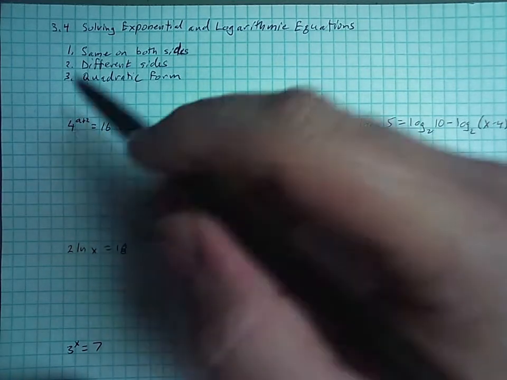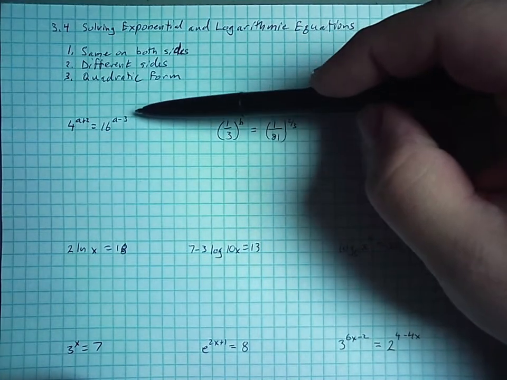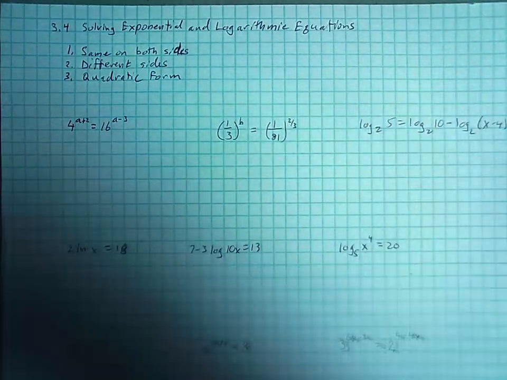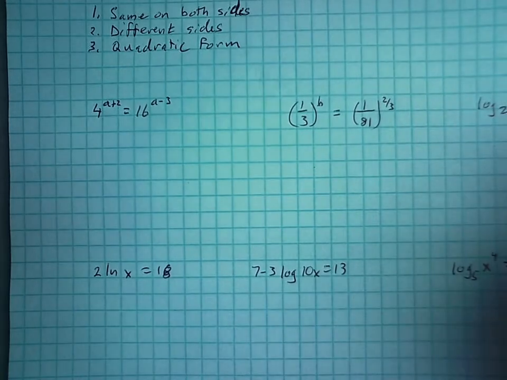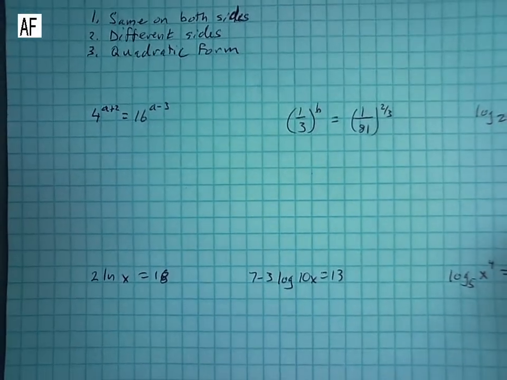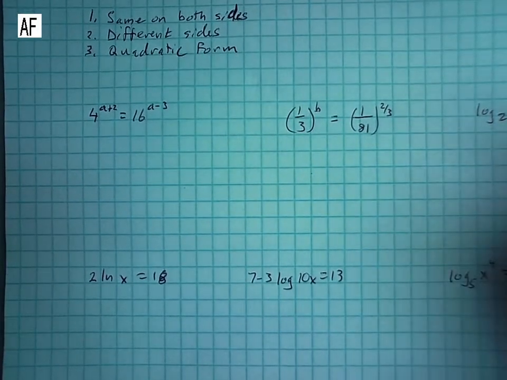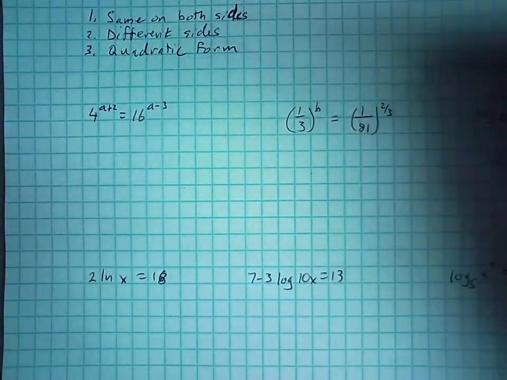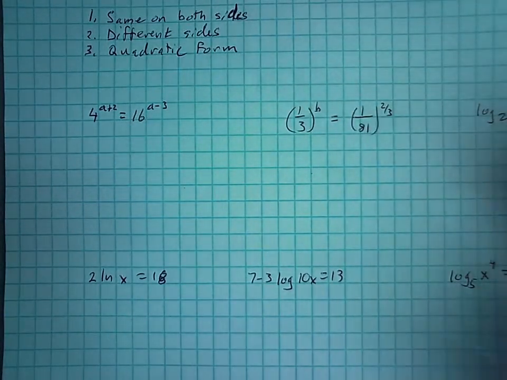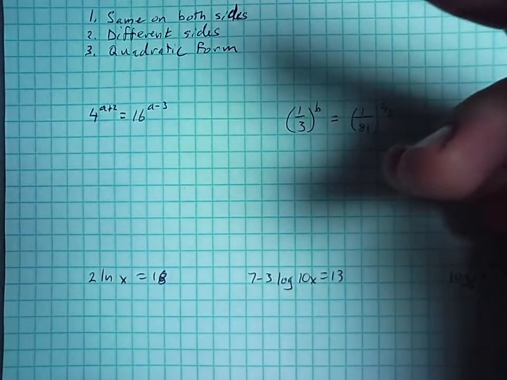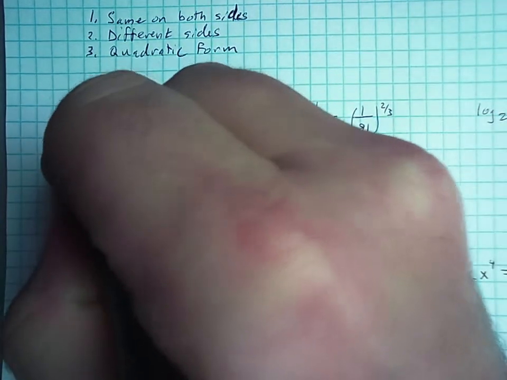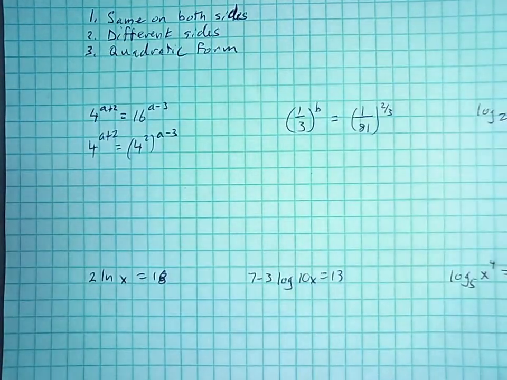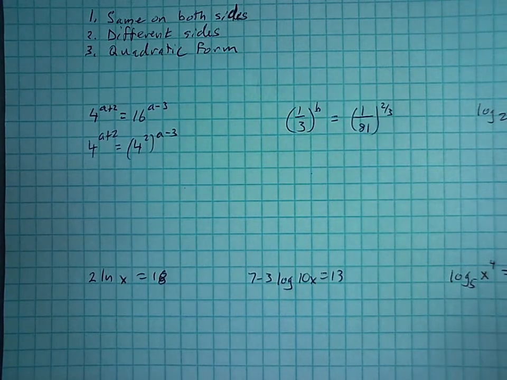So 4 to the a plus 2 equals 16 to the a minus 3. So what we're looking at here is the same on both sides, mostly. The bases are different, so we need to make them the same. You could rewrite both of these as powers of 2. 4 is 2 squared, 16 is 2 to the 4th power, but 4 squared is 16. So we can write the 16 as 4 squared, and then we've achieved the same base, and it's probably better to go with the largest common base, just because it's less work later on.